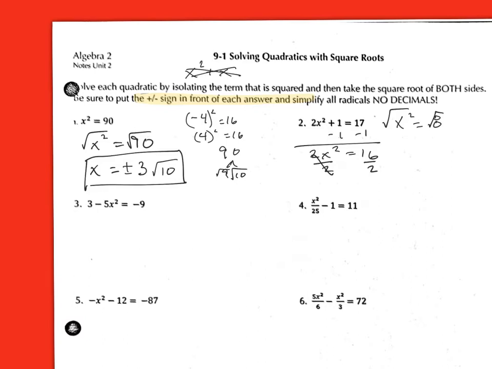Now, if the number under the radical can be simplified, you have to simplify that. So this is the square root of 4 times the square root of 2. So we know the square root of 4 is 2. We do not know this. So it's the plus or minus, of course, 2 square root 2.